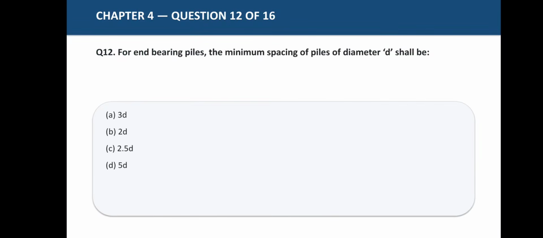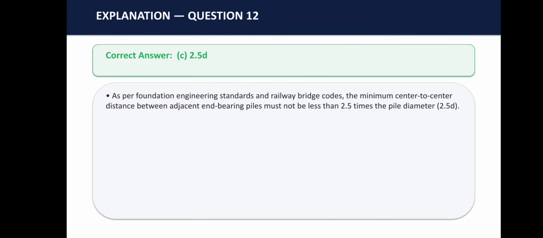Question 12. For end-bearing piles, the minimum spacing of piles of diameter d shall be what? Option A. 3d. Option B. 2d. Option C. 2.5d. Option D. 5d. The correct answer is option C. 2.5 times the diameter. Explanation. As per foundation engineering standards and railway bridge codes, the minimum center-to-center distance between adjacent end-bearing piles must not be less than 2.5 times the pile diameter.